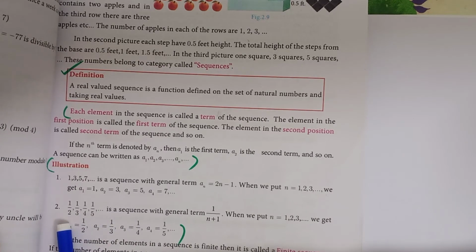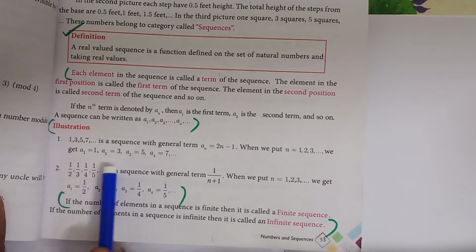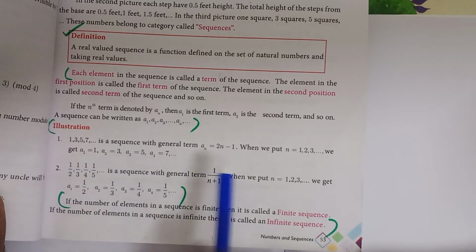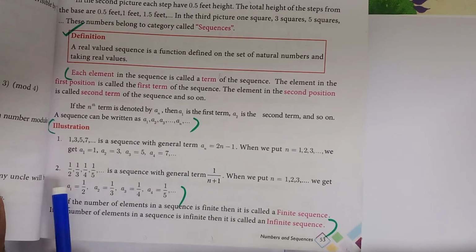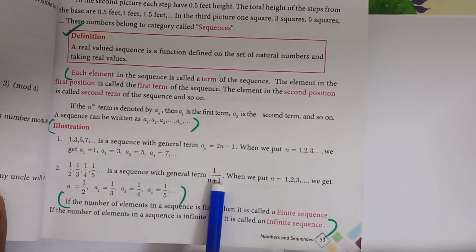Now, the next example: 1 by 2, 1 by 3, 1 by 4, 1 by 5 is a sequence with a general term. Look at that. In each and every term, the 1 is fixed in the numerator. The first term's denominator is 2, so it is first term plus 1. The second term's denominator is 3, so it is second term plus 1. That is 2 plus 1, this is 3 plus 1, this is 4 plus 1. So n plus 1 is in the denominator. In this way you have to find out the general term.